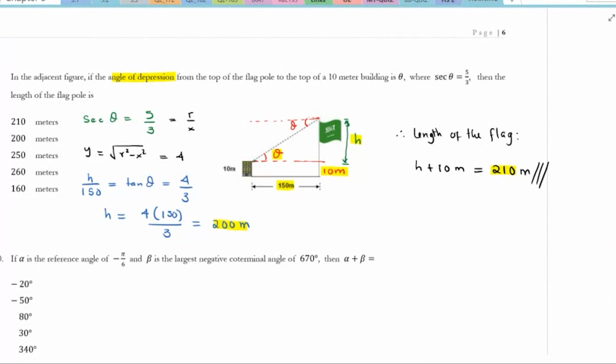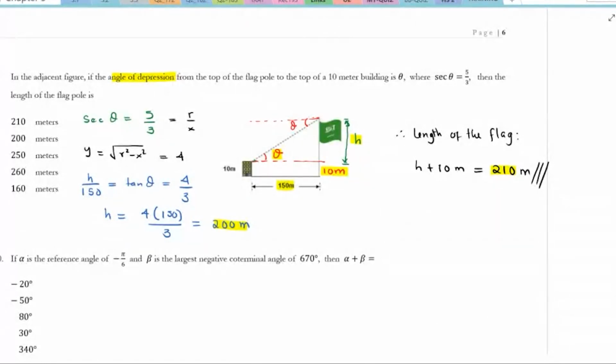Yes, sir, your question. Yes, doctor. Can I draw another small triangle and put the adjacent 3? Yes, you can do that. Yeah, okay.